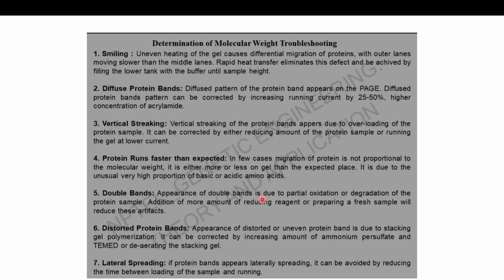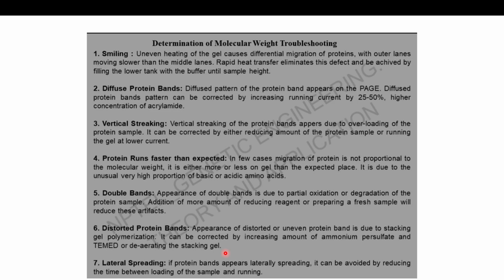Double bands can indicate that there has been degradation of the protein sample. So we can add more reducing agent or prepare a fresh sample to reduce these artifacts. Protein bands can be distorted. Again, if the protein bands are distorted in the stacking gel, it can be corrected by increasing the amount of APS or TEMED, or by de-aerating the stacking gel.